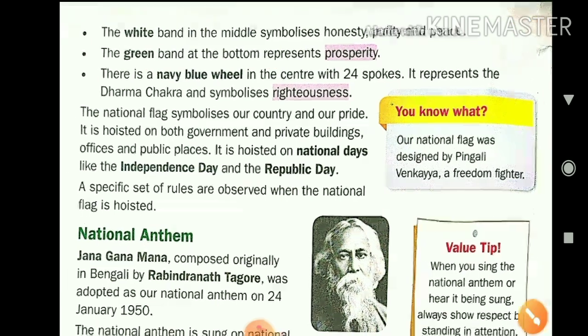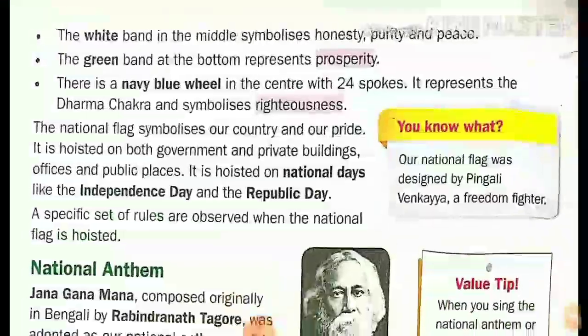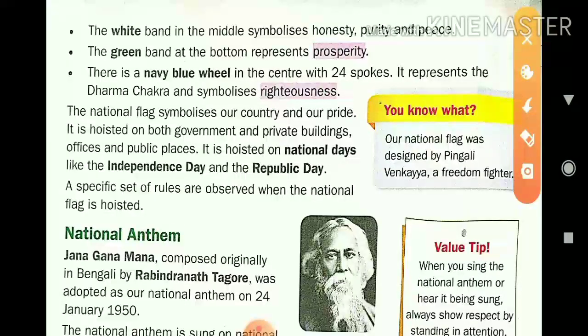Then there is a navy blue color wheel in the center with 24 spokes. The 24 spokes are there in the circle. You can look in the middle, there is a circle, and in that circle 24 lines are there, those are the spokes.